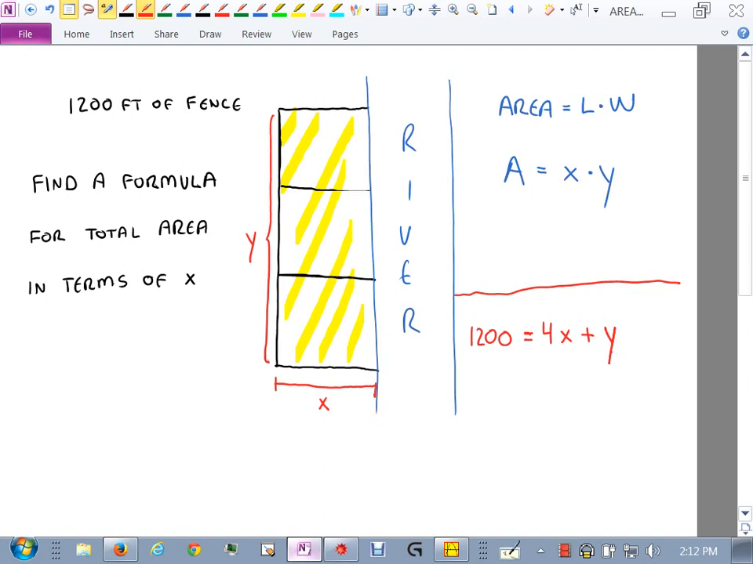How does that help? Exactly. If I take this equation and solve it for Y, I can plug that back in here, and then everything will be in terms of X. You see that? So solve this for Y, and you get Y is what? 1,200 minus 4X. Be careful. Right? 1,200 minus 4X is Y. Now come back up to your area. Your area is X times what? 1,200 minus 4X.